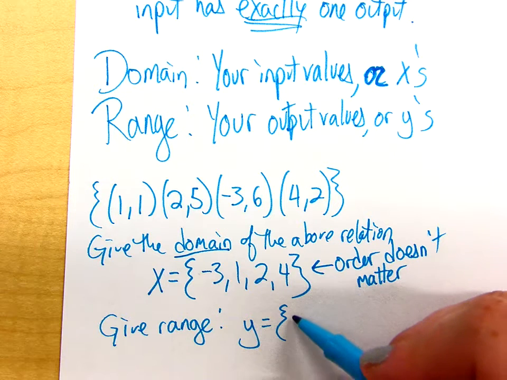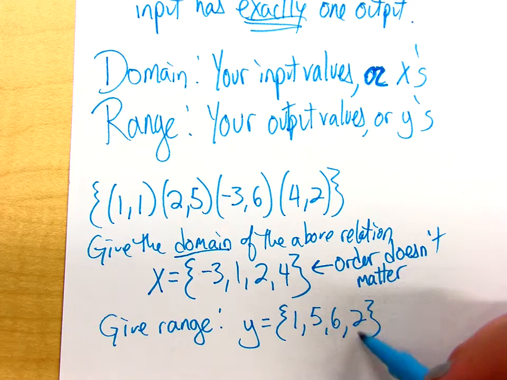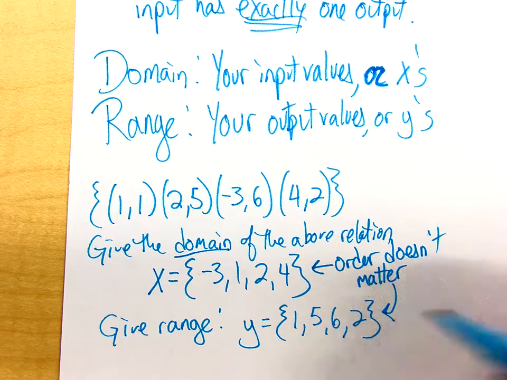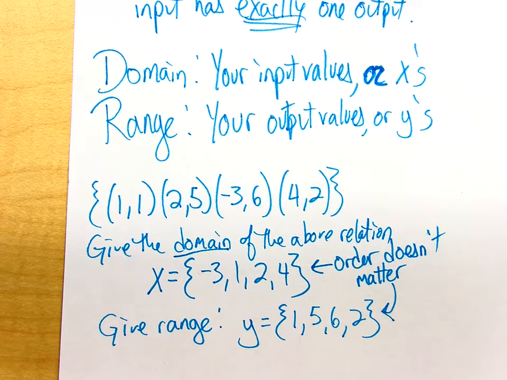Taylor? 1, 5, 6, 2. That's it. Order doesn't matter here either because it's just a listing. Again, it's convenient, especially for me, if you put them in order. So when I'm checking them, everybody does it the same way, but it's not necessary.